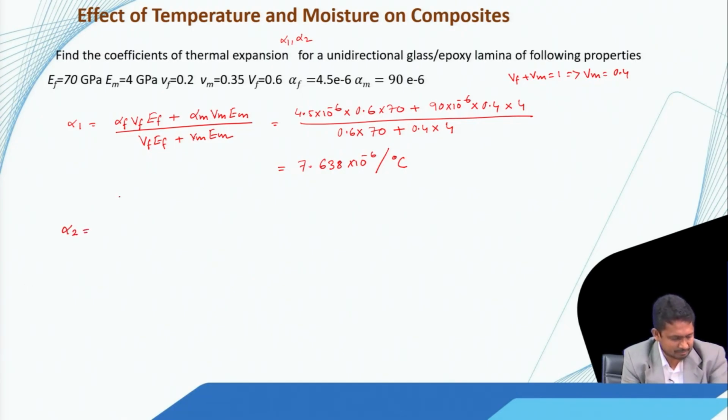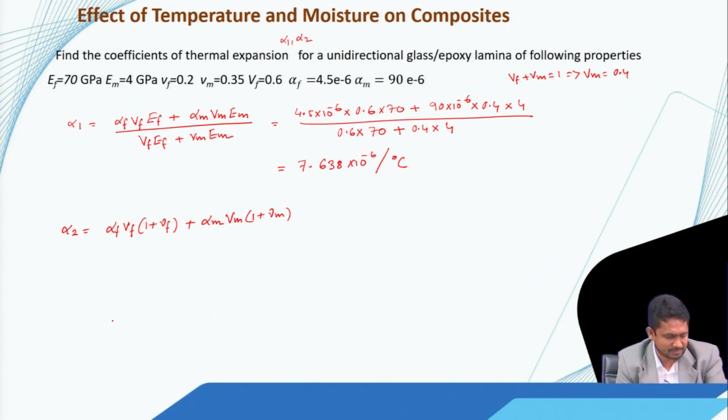For alpha 2 it is alpha f multiplied by Vf into 1 plus nu f, plus alpha m into Vm into 1 plus nu m, and then minus alpha 1 multiplied by nu 1 2.